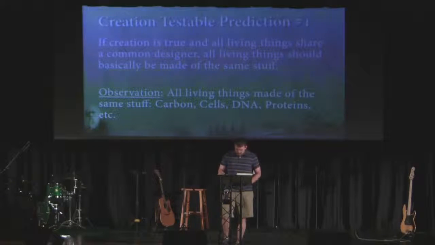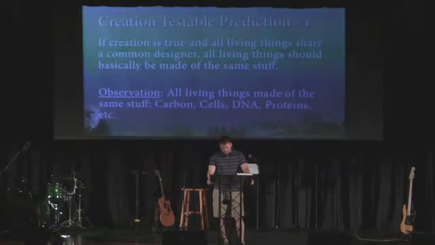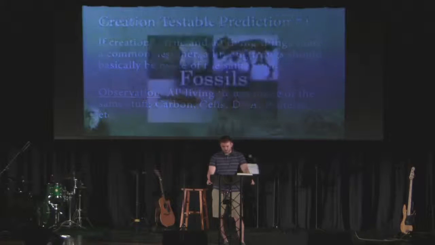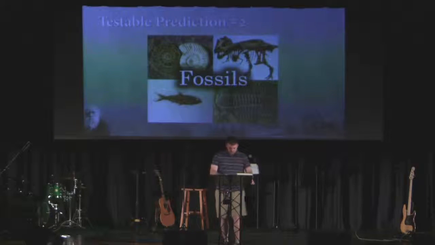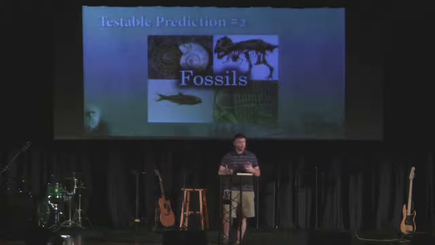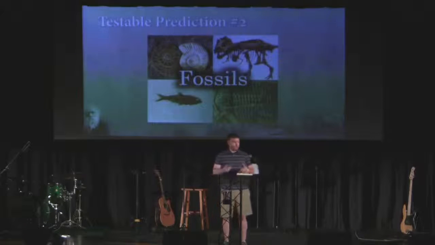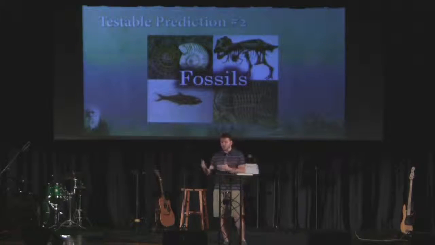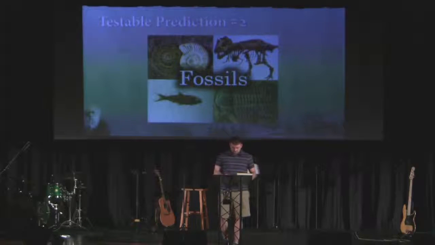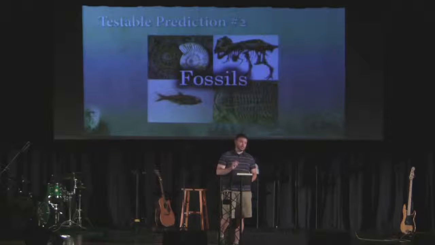So let's look at a testable prediction that does not work backwards. Testable prediction number 2: fossils, evidence of the past. Fossils are basically the bones or the imprints of dead animals and plants that turned into rock through the known process of fossilization, which actually doesn't take as long as you might think, which I'll talk about next week.